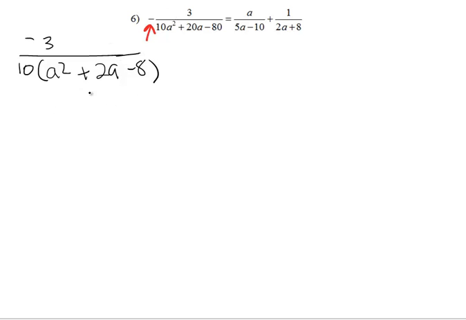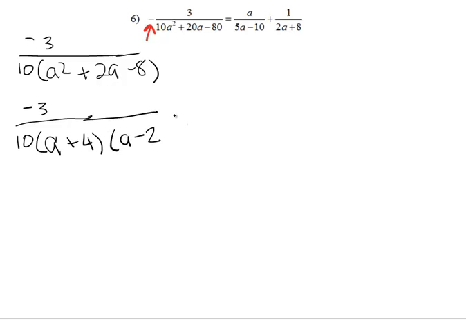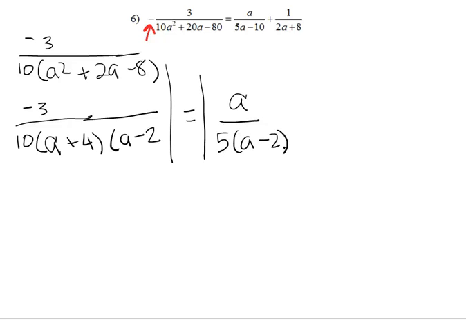And I'm just going to work this first term down so that we can factor. -3 over 10 times, let's see, -8, +2, so that would be 4 and 2. So a plus 4 times a minus 2. So that's my first term right there. And they're saying equals, and over here I can factor, I have a times 5 times a minus 2 plus 1 over 2 times a plus 4.